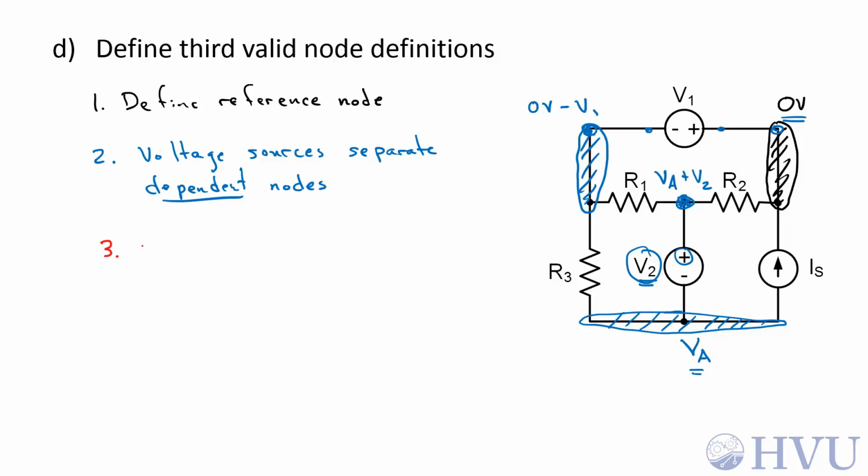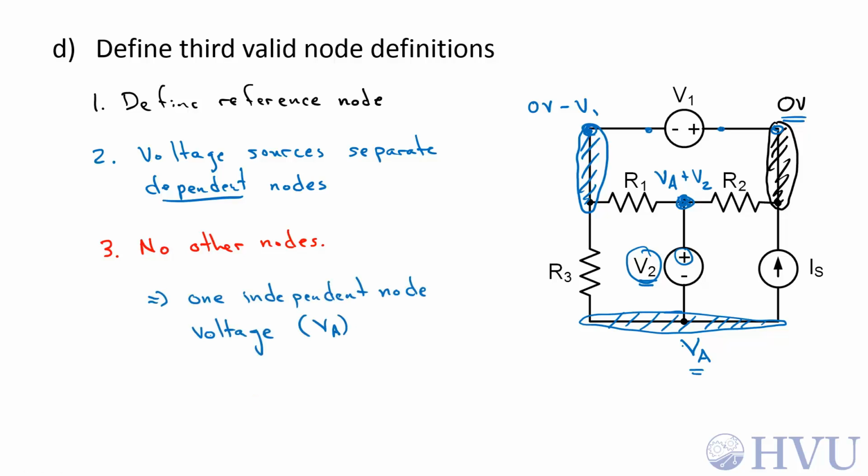There are still no other nodes. If there were other nodes, then those would all become additional independent nodes. So the circuit still only has one independent node voltage. That voltage is V sub A, and it's the voltage at this node down here.